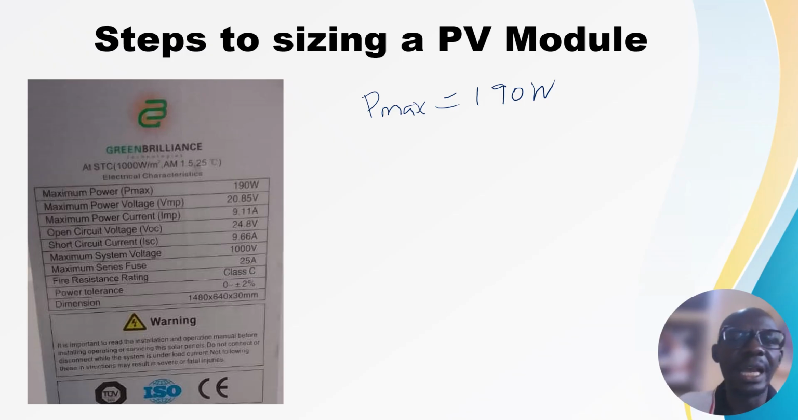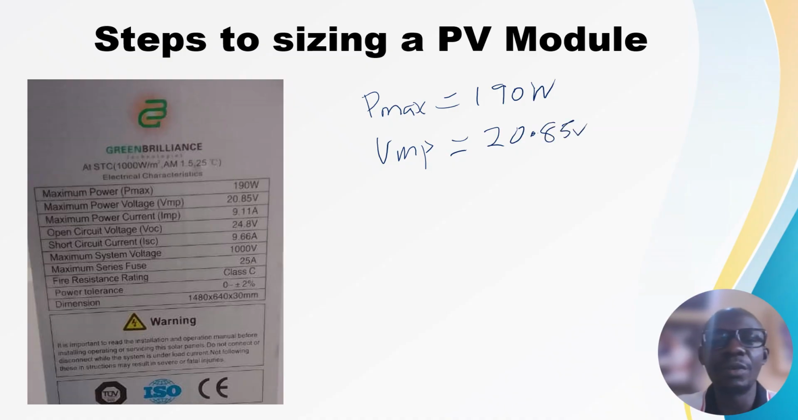Do you understand? And the VMP equals 20.85 volts. The VMP is the voltage at the maximum power. And this IMP, which is 9.11A, is the current at the maximum power. The current the panel will deliver at 190 watts. That's the current at maximum power.